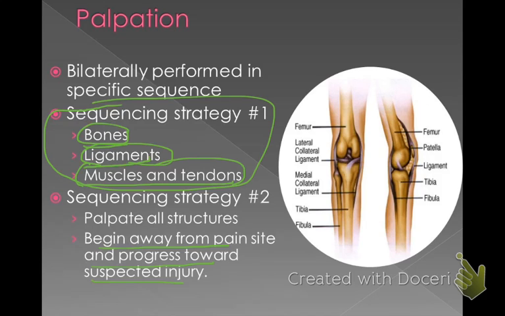When you are a novice and you begin to palpate and assess patients, it becomes easier to miss anatomical structures using sequencing strategy #2. So I, as your professor, will train you up and teach you to use sequencing strategy #1. As you become skilled clinicians, you can choose to move away from the bone, ligament, muscles, and tendons approach and into the more global palpate all structures approach. But for now, and for the purpose of this class, we will be using sequencing strategy #1 in our lab assessments and our lab practicals.